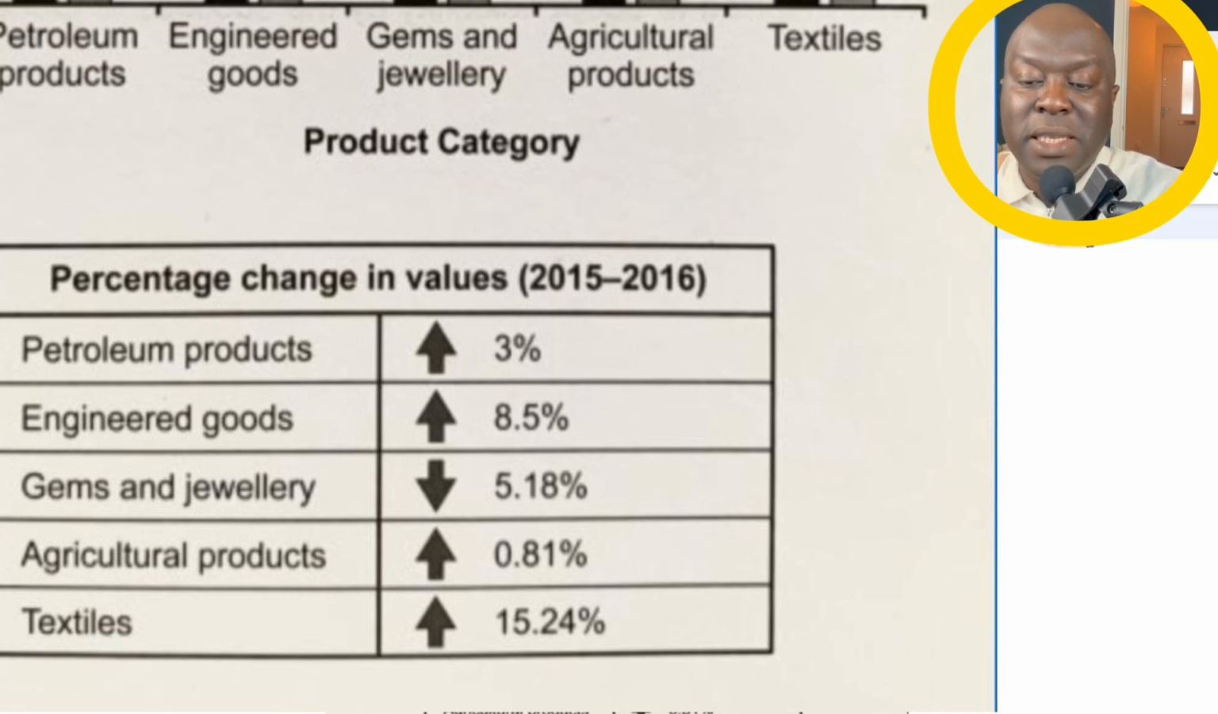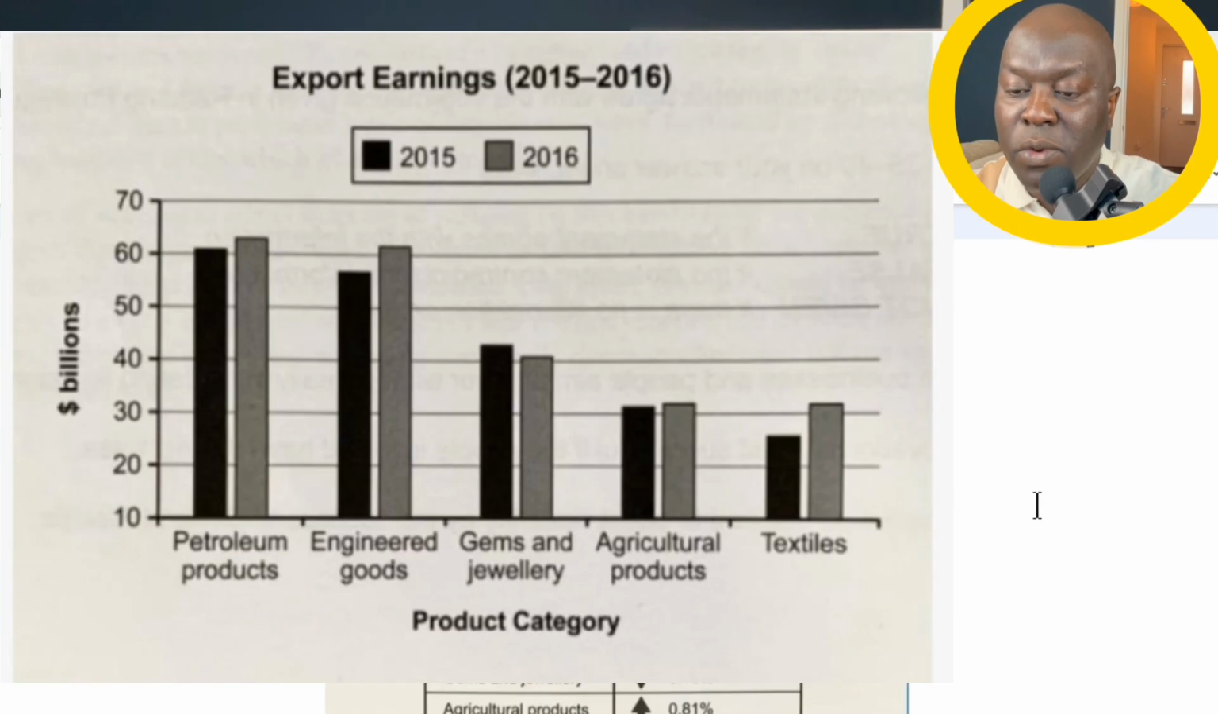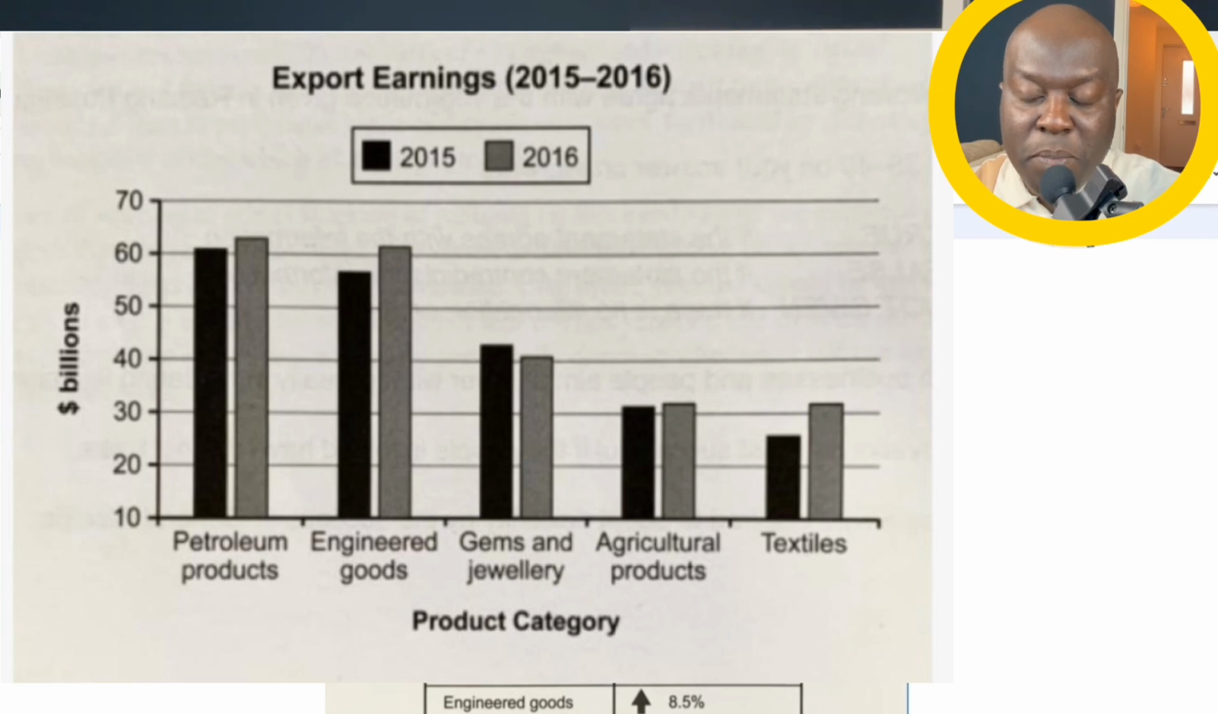So what it means is that if you look at this graph here, at petroleum product from 2015, which is the black bar, to the gray bar, it means that the export value increased from 60 billion to more than 60 billion.